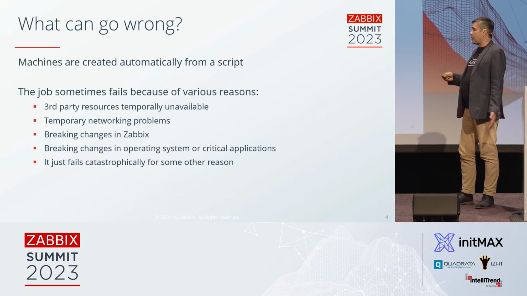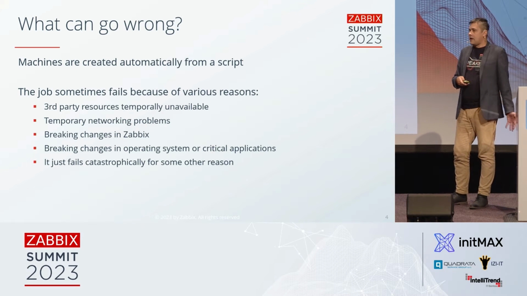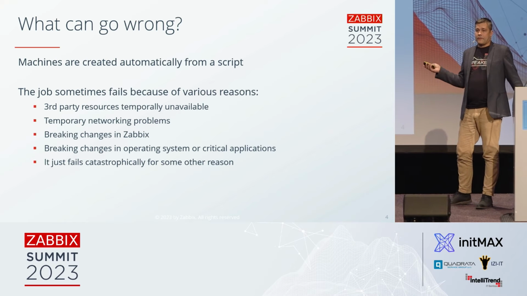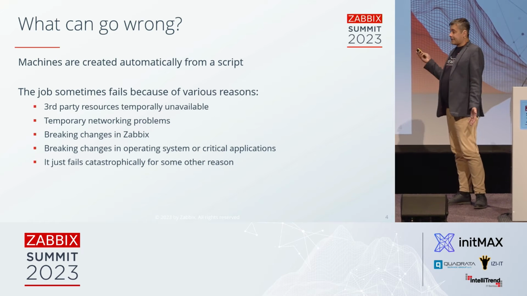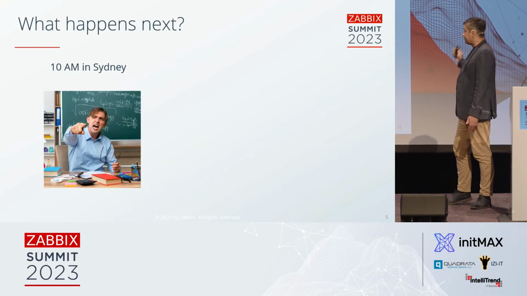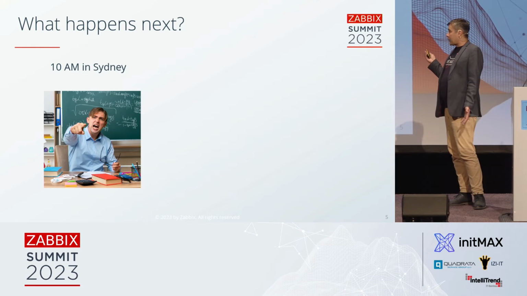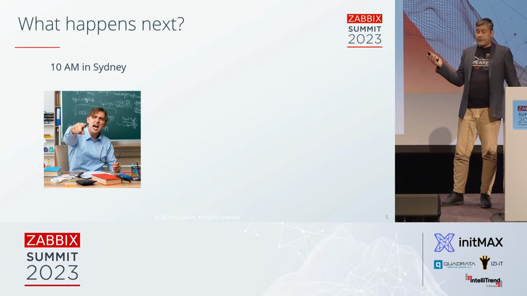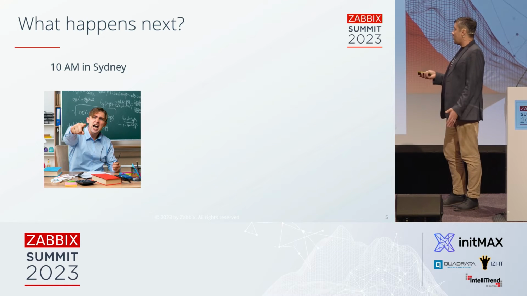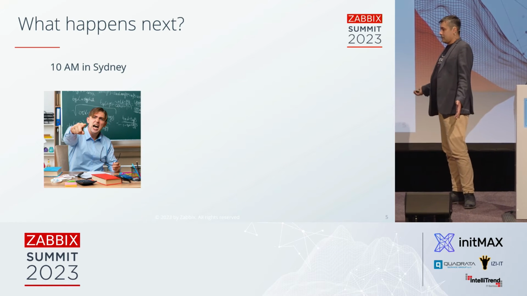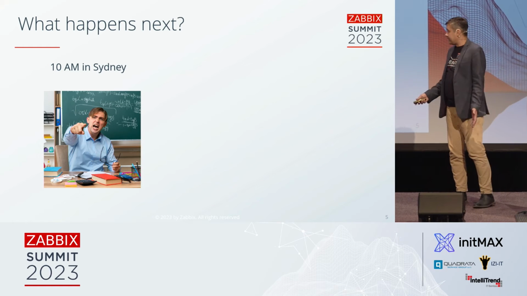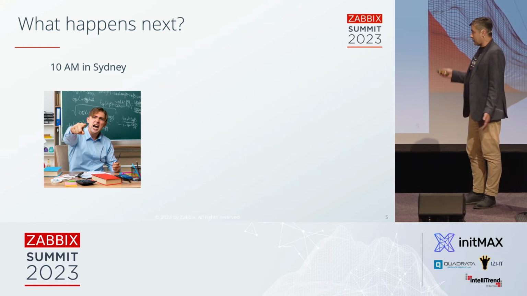Maybe some repository is temporarily unavailable. Maybe there is a problem with some DNS resource, network, whatever. And as a result, it fails. So what happens next? We are providing trainings all around the world, so this is the worst situation: in Australia it's morning and the trainer finds out that the infrastructure is not working. So he is really unhappy with the situation.